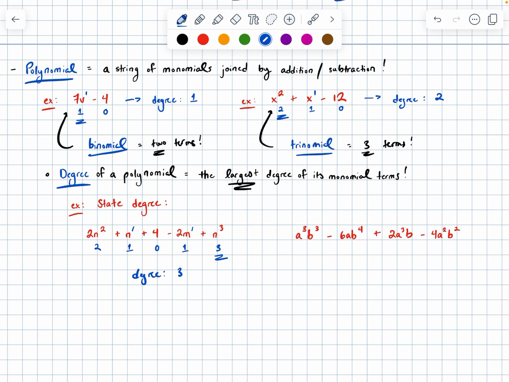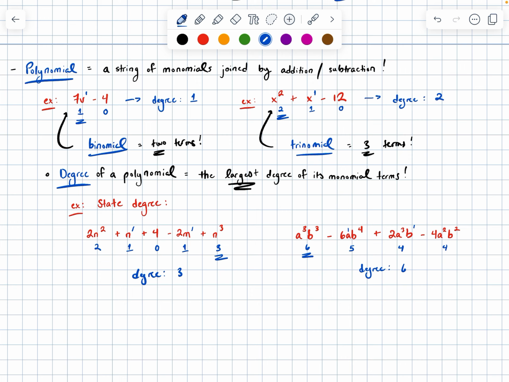A cubed, b cubed, I would take 3 plus 3, the degree here is 6. 6ab to the fourth, a to the invisible power of 1. 1 plus 4 gives me a degree of 5 for this term. 2a cubed b, right, b to the invisible power of 1. 3 plus 1 gets me 4. And 4a squared b squared, 2 plus 2, the degree here is 4. I take the largest one that I see, so the degree of this polynomial is 6.